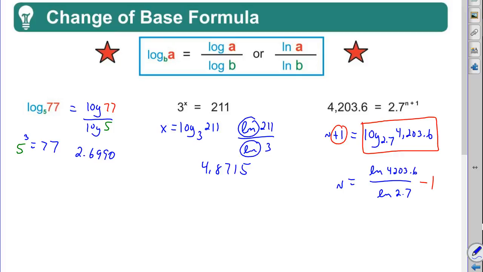What's the final answer? 7.4004. That's the value then. Wow, took care of that. No problem. All right, change of base formula. Real handy. Real handy.